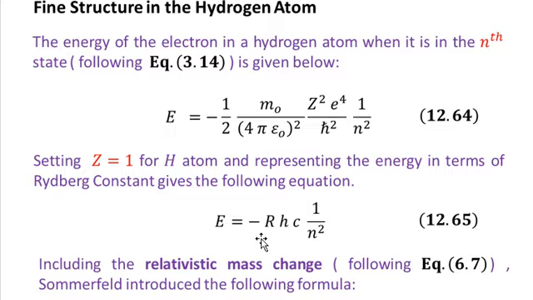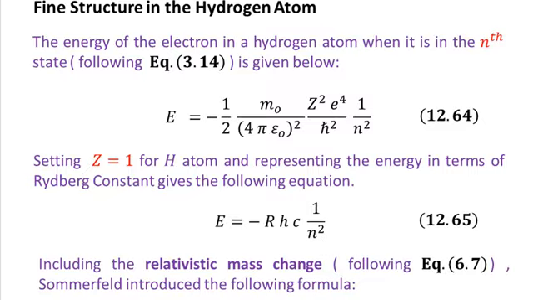E is equal to minus R times h times c multiplied by 1 over n square. Again, you can see that this is a short written expression for the energy of the electron in a hydrogen atom, which is determined only by the principal quantum number n.